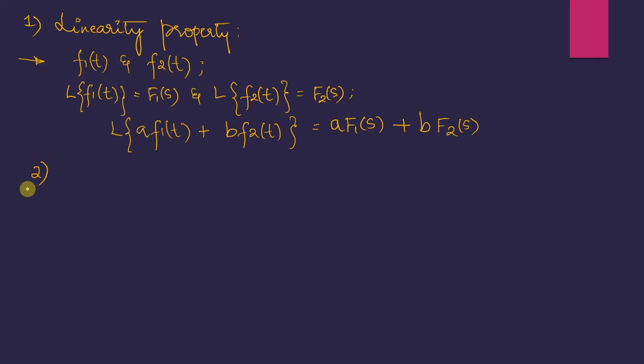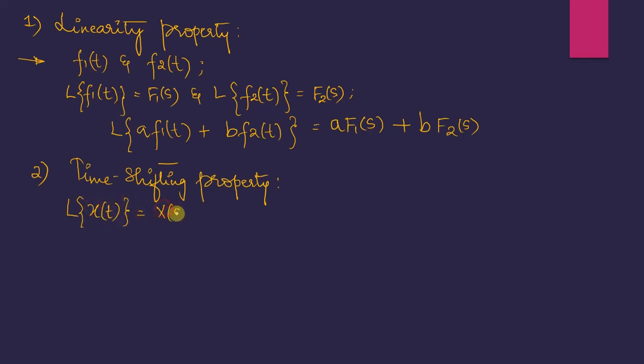Second thing that we have is the time shifting property. In the time shifting property, what we consider is that if we have the Laplace transform of x of t represented as X of s, and this particular signal x of t is now shifted in time and represented as x of t minus t naught multiplied with the unit step function, which is also shifted in time, then this will be equivalent to e power minus t naught s into X of s.